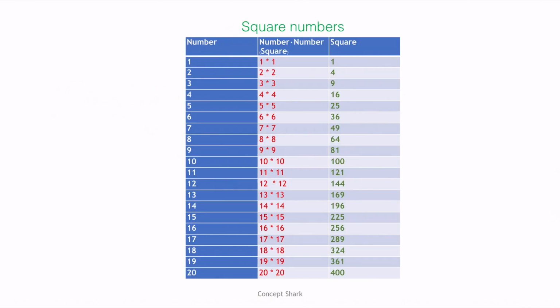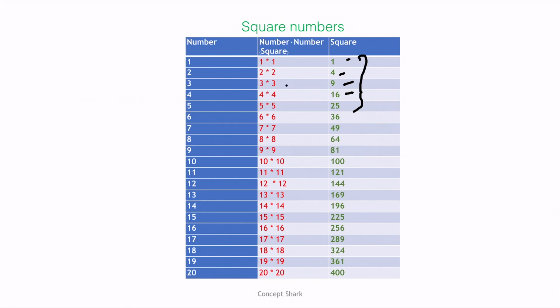Let's see the pattern of the square numbers. The 1 square is 1, 2 square is 4, 3 square is 9, 4 square is 16, 5 square is 25. It goes on like this. But if you see the number at the units place of the square number, it ends with either 1, 4, 9, 6, 5. Again the numbers are getting repeated: 6, 9, 4, 1, 0.